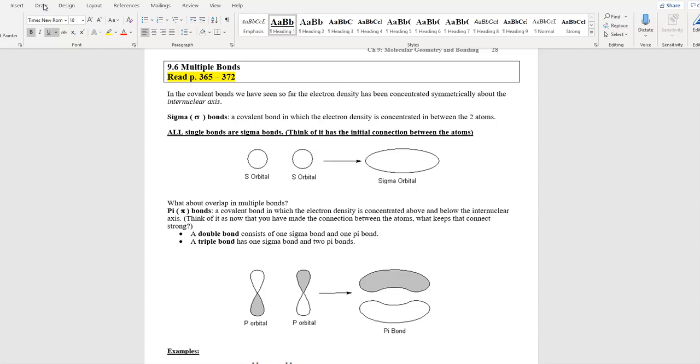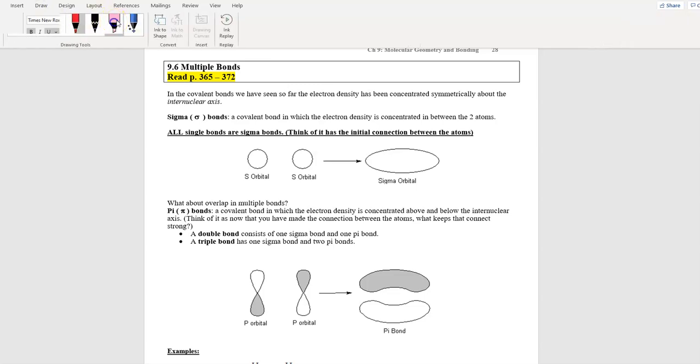So number one, in a covalent bond, we have seen so far that electron density has been concentrated symmetrically about the internuclear axis. So we're talking about the majority of the electrons being concentrated towards the center of the atoms. We have two types of shape bonds.